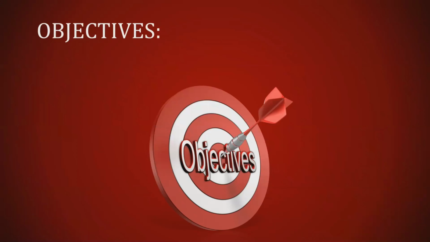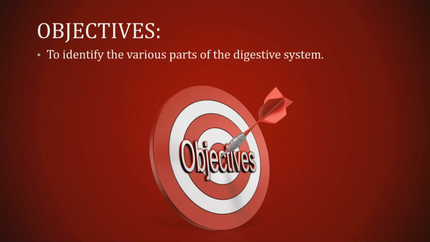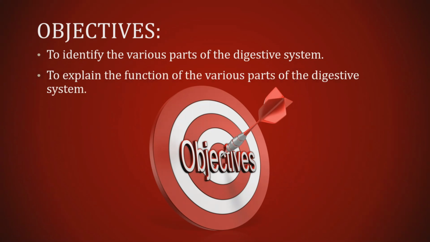Here are the objectives: to identify the various parts of the digestive system, and to explain the function of the various parts of the digestive system.